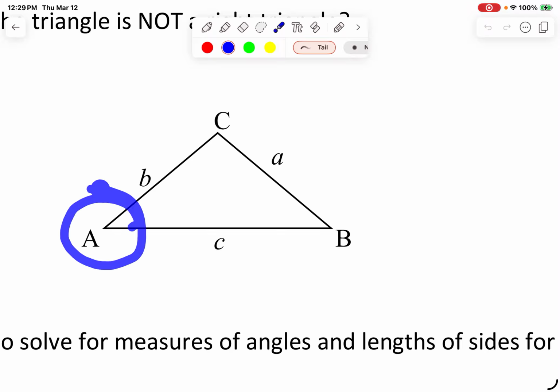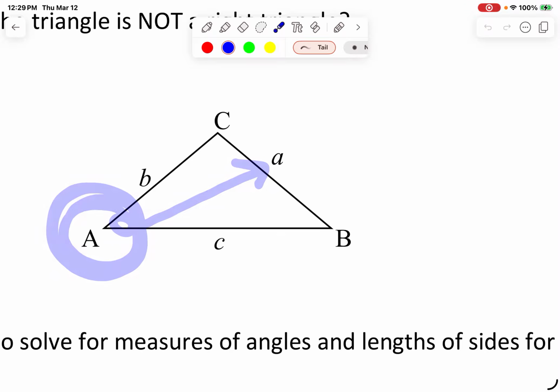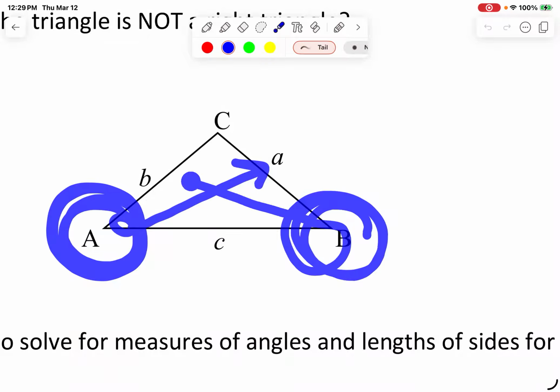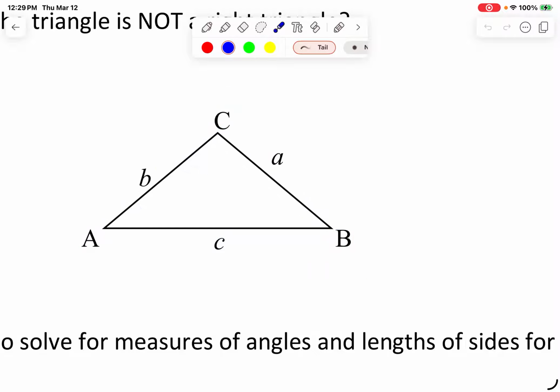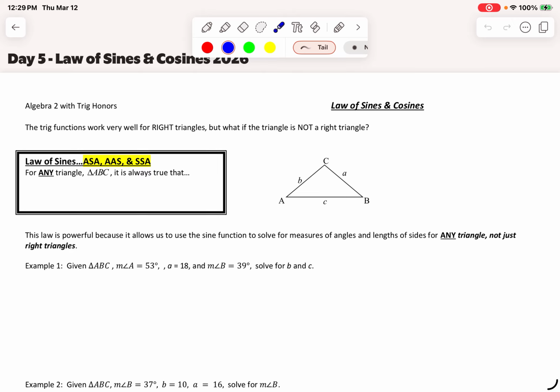So if this is angle A, the side opposite of that is side A. Angle B, the side opposite of that is side B. Angle C, the side opposite of that is side C. So that's how we're gonna label.